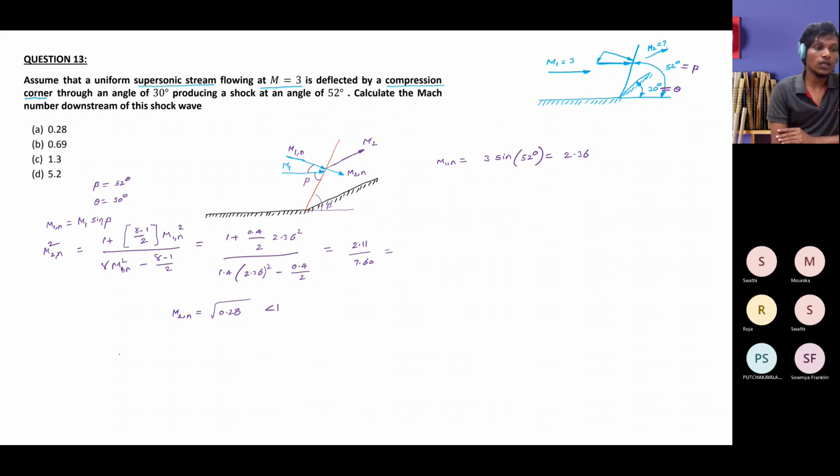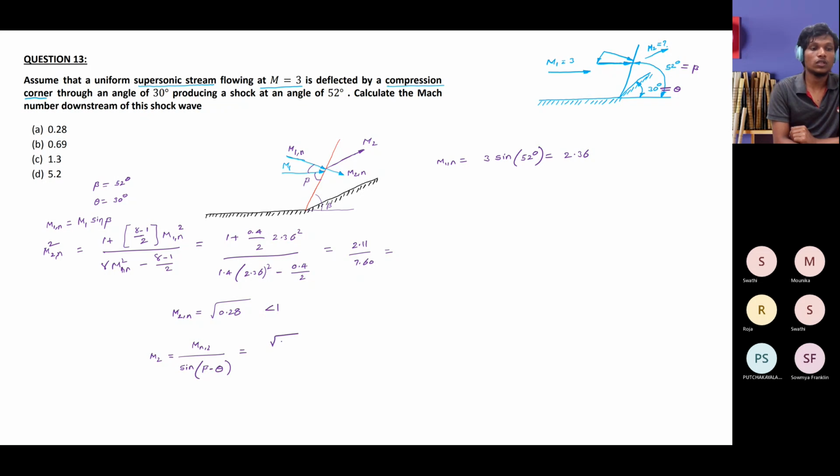So what we need to do is, again, transform this into the component that is M2. We need to resolve this into M2. So how can we resolve that? From trigonometry again, M2 is equal to Mn2 upon the sine of beta, that is the shock wave angle, minus theta, that is the wedge angle or the compression corner angle.